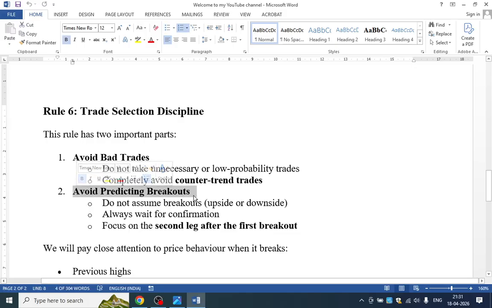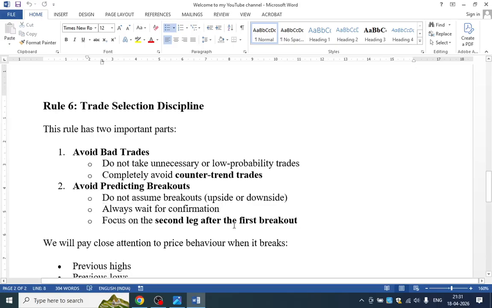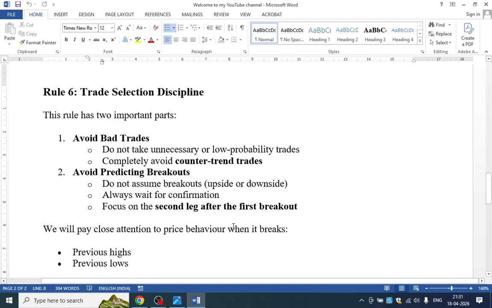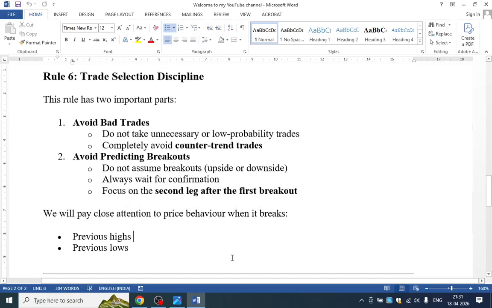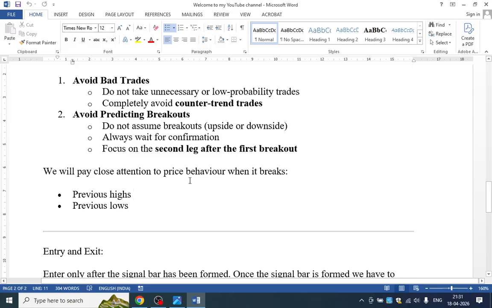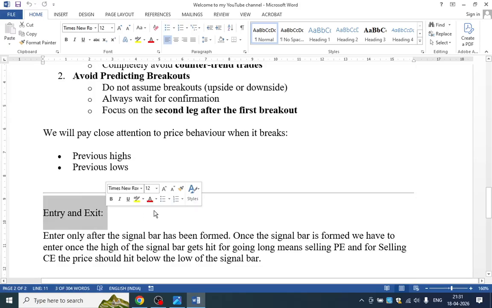Avoid predicting breakouts. On 15th April 2026, I made the mistake of assuming the breakout. I will show you in a few minutes. I didn't wait for the confirmation and I entered early, and because of that I made the loss. I focus on the second leg after the first breakout, and I pay close attention to price behavior, previous highs and previous lows, and my entry and exit.